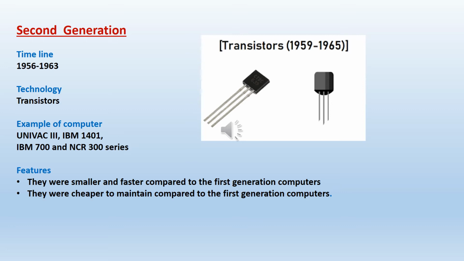So here in the second generation, children, they have compared first generation and second generation. Second generation computers were smaller and faster compared to the first generation computers. And also second generation computers were cheaper to maintain compared to first generation computers.